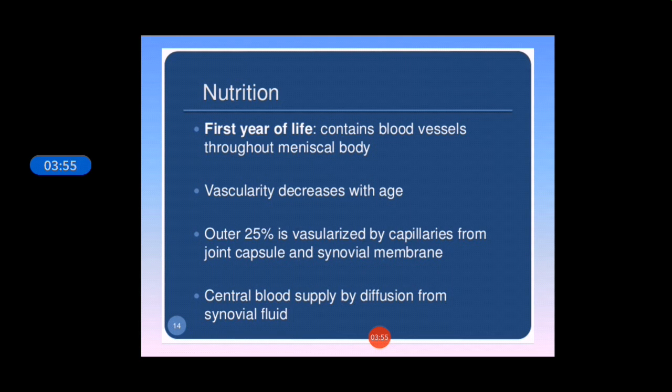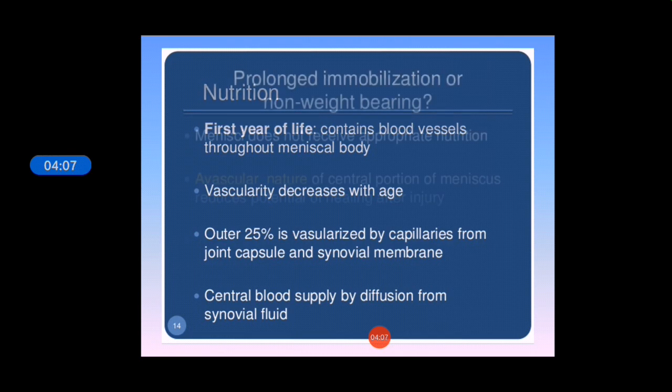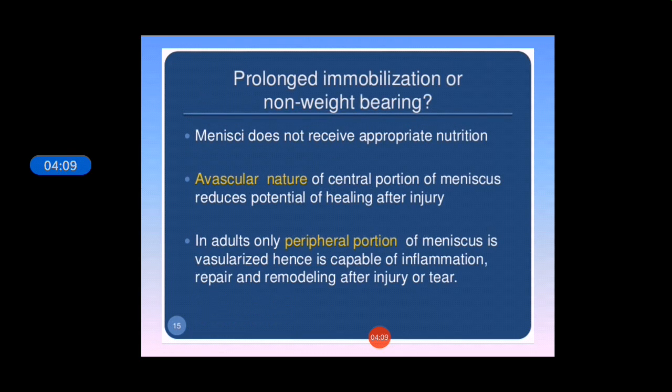After 50 years of age, only the periphery of the meniscal body is vascularized. Therefore, the peripheral portion obtains its nutrition through blood vessels, but the central portion must rely on diffusion of the synovial fluid. With prolonged immobilization or non-weight bearing, the meniscus does not receive appropriate nutrition. So we get avascular zones in the central portion of the meniscus, which reduces the capability of healing. In adults, only the peripheral portion of the meniscus is vascularized, hence it is capable of inflammation, repair and remodeling after injury or tear.